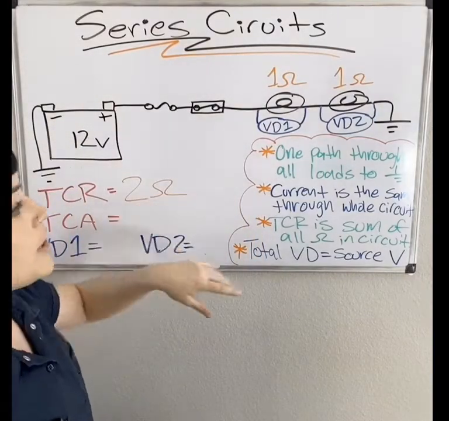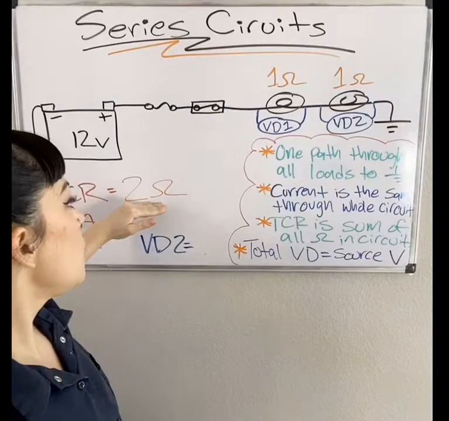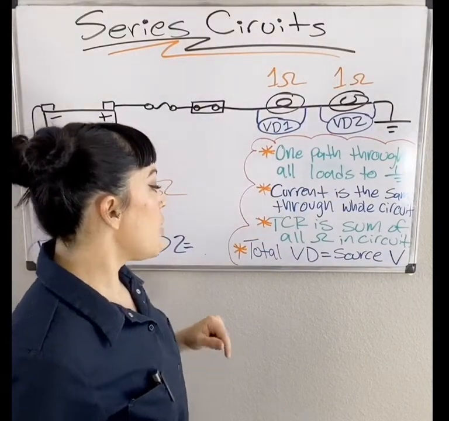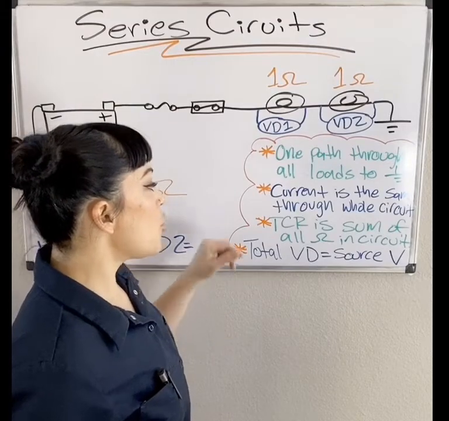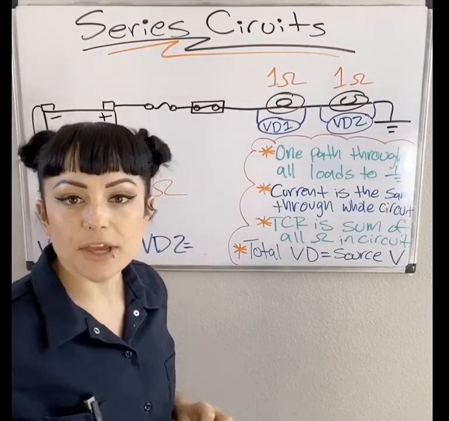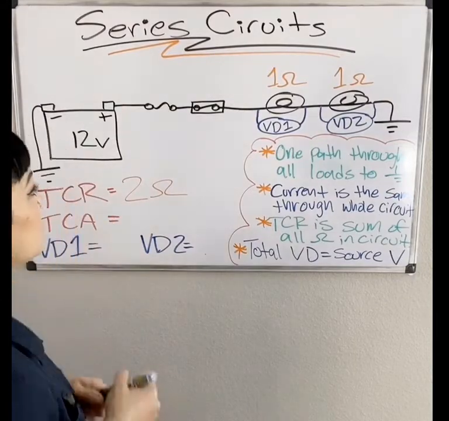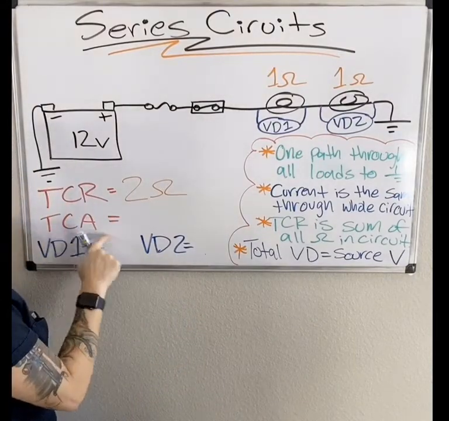So in this circuit with two 1 ohm bulbs, we have 2 ohms in the circuit. That is our third rule. And then let's go back to current is the same throughout the entire circuit. We can actually find the math on that now that we have 2 measurements, right? So we want to know TCA.